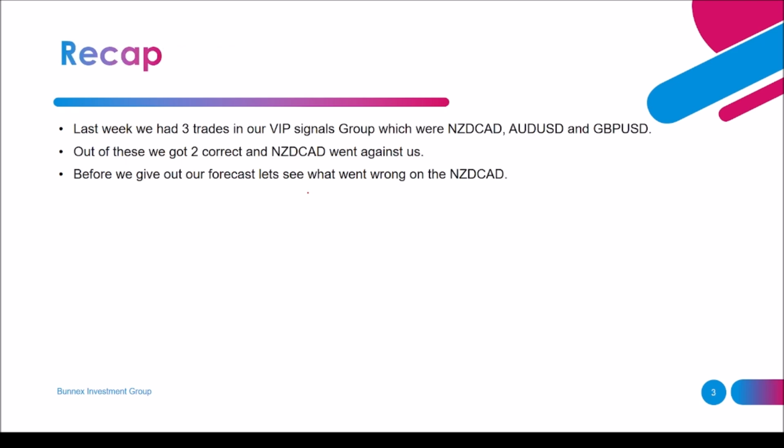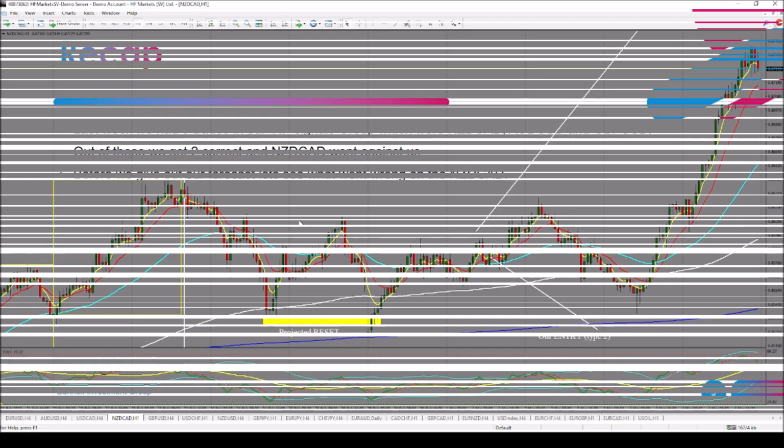So just a small recap, last week we had 3 trades in our VIP Telegram channel, which were NZDCAD, AUDUSD and GBPUSD. Out of these we got 2 correct and NZDCAD went against us. It was basically a stop hunt that was issued by the market makers. So before we give out our forecast, let's see what went wrong on NZDCAD. We'll definitely learn something out of that trade.